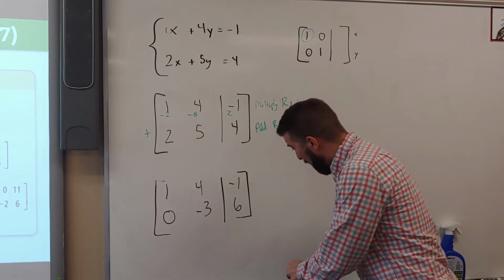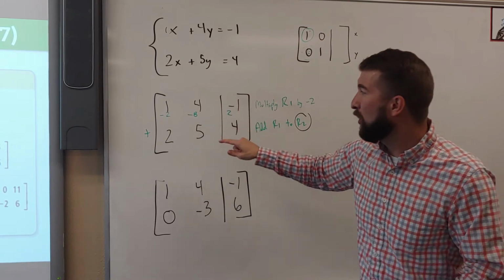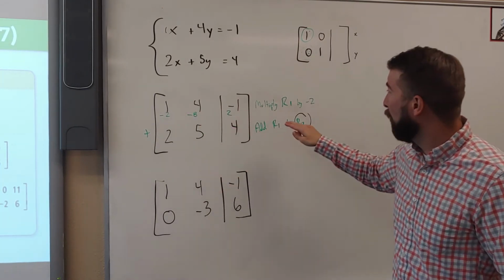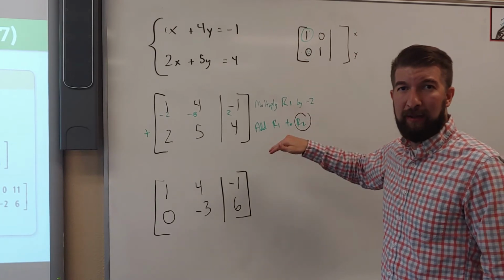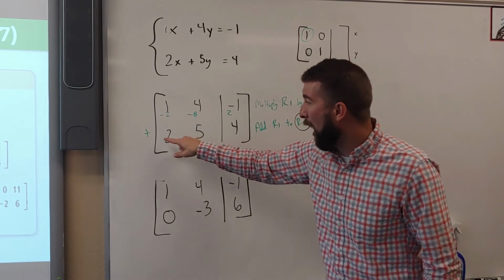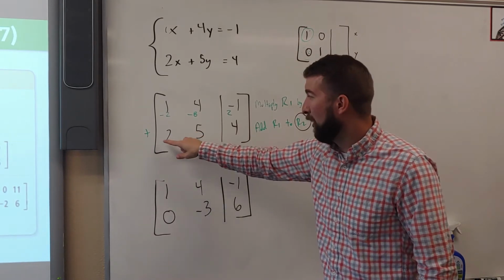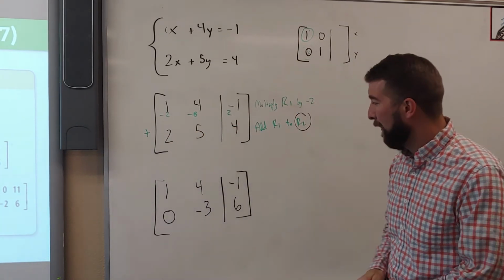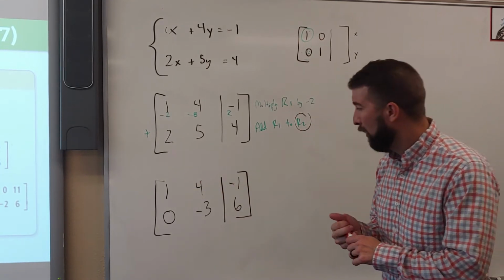All right, so now, I'm just going to tell you on this first step, once you get a 1 right here, you're always going to multiply and then add, okay? So you're multiplying by the opposite, so if this is positive, you're going to multiply by a negative and then add.